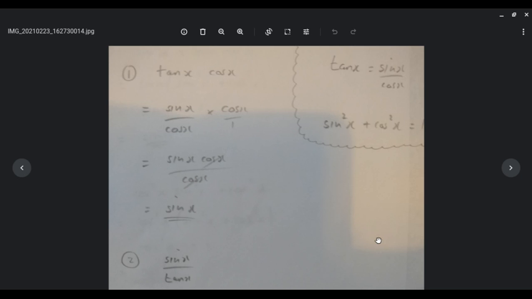Hi, and welcome to National 5 Trigonometric Identities. Going to have a look at the questions that you were set. So the first question was, show that tan x cos x equals sin x.